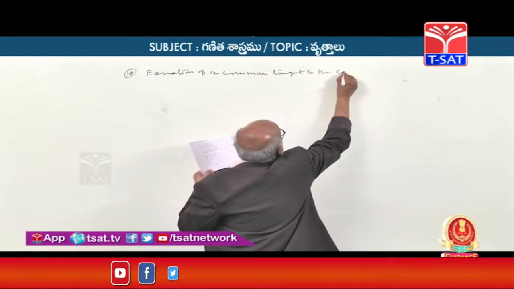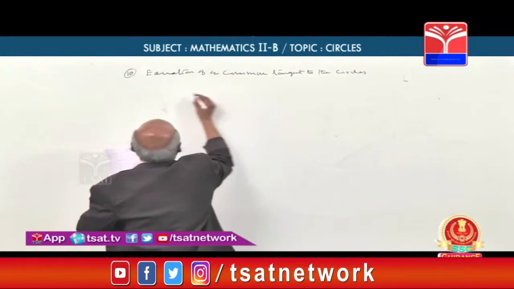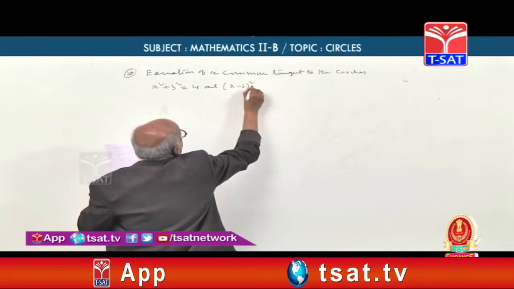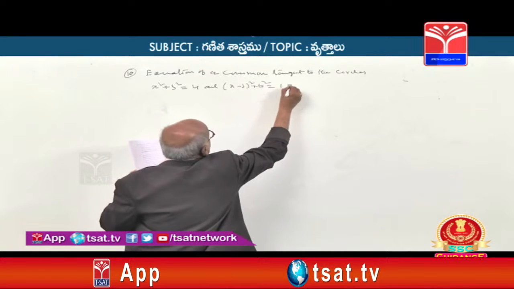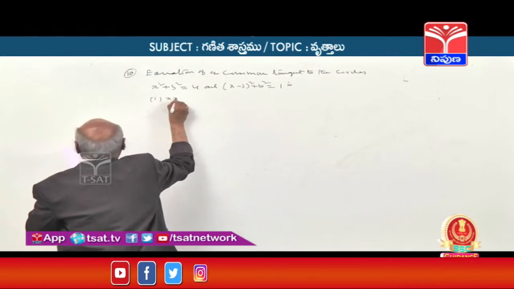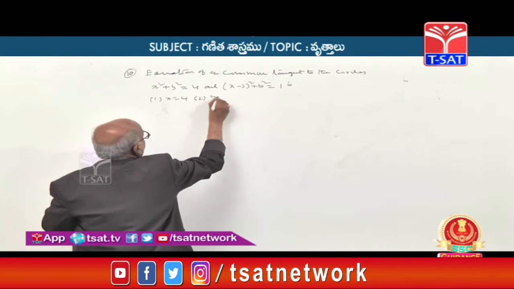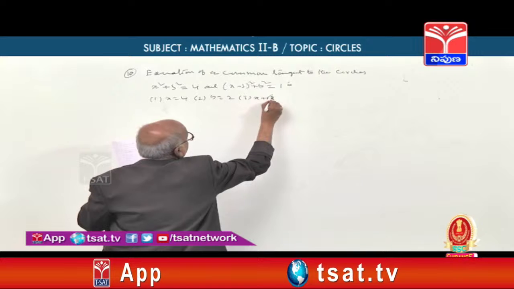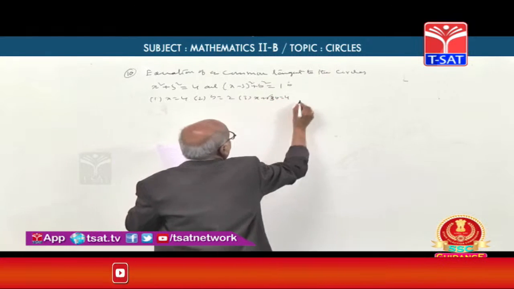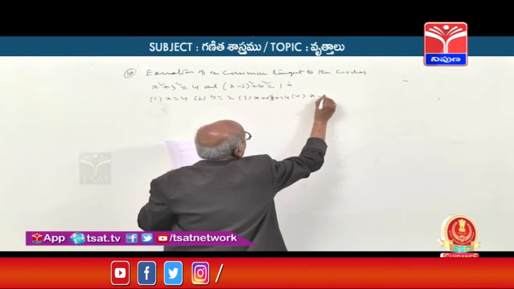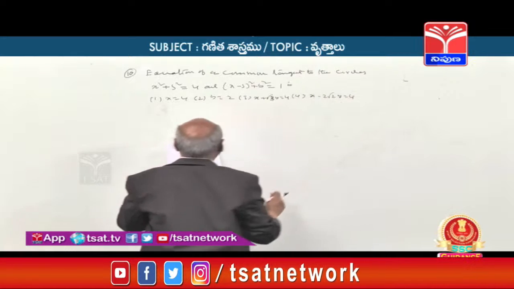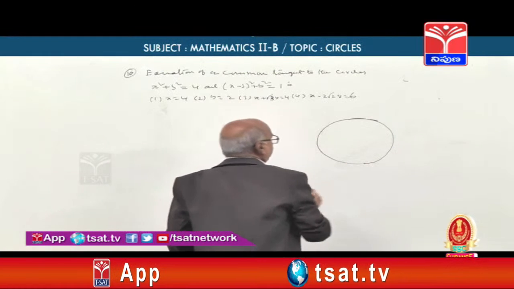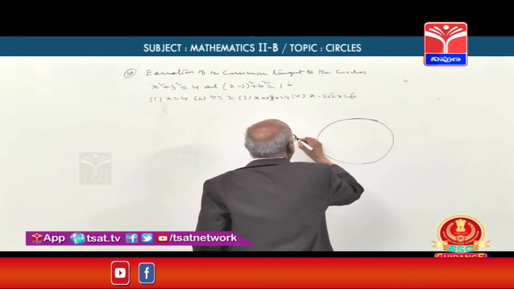Equation of a common tangent to the circles x square plus y square is equal to 4 and x minus 3 whole square plus y square is equal to 1 is: 1, x is equal to 4; 2, y is equal to 2; 3, x plus root 3 y is equal to 4; and 4, x minus 2 root 2 y is equal to 6.